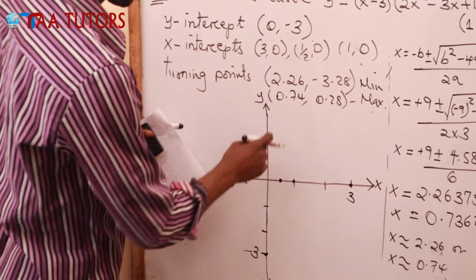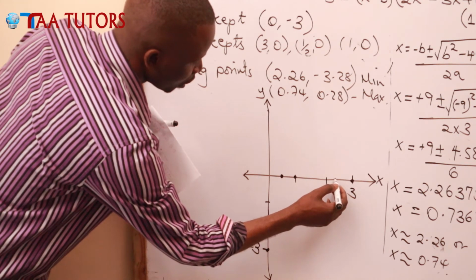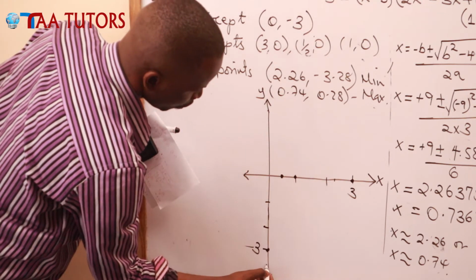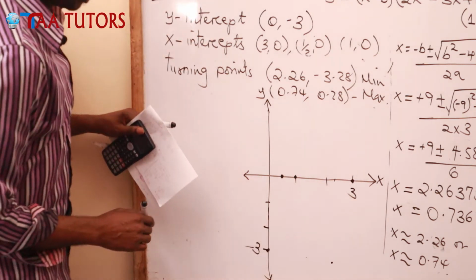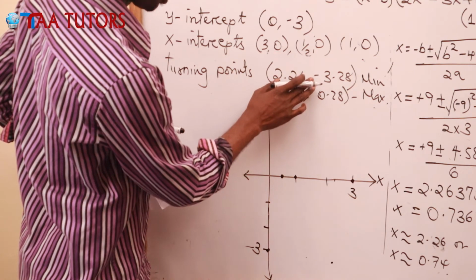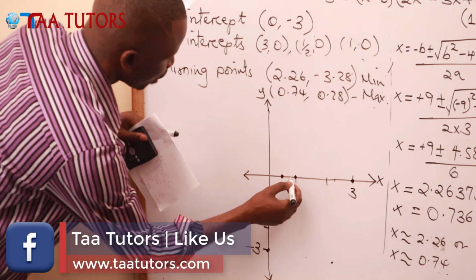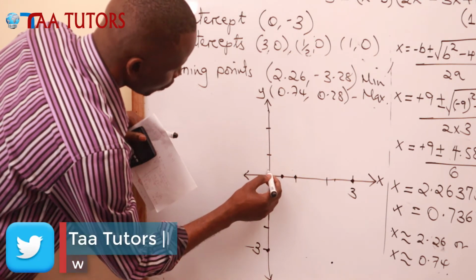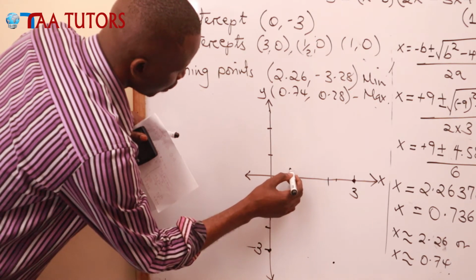So the turning points, let me plot those two. 2.26, this is 2. 2.26 should be somewhere there. And that 2.26 should go with negative 3.28 somewhere down here. Then this turning point is the minimum, the trough. The maximum is 0.74, 0.28: if this is 1, this is 2, 0.28 should be around there, and it's going with 0.74. Let me say 0.74 is somewhere there. So the coordinate is there.